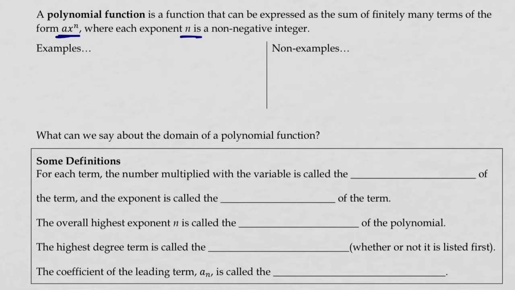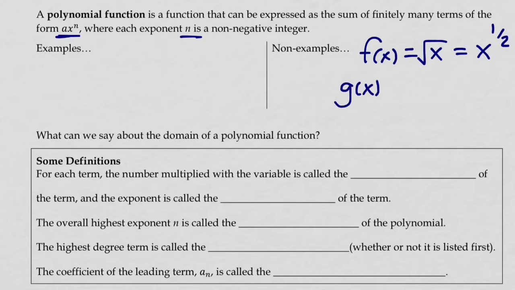First, for some non-examples, because the exponents need to be non-negative integers, radical signs like square roots and cube roots are going to be a problem because they relate to fractional exponents. In a similar way, if we have a variable in the denominator like 1 over x, that relates to negative exponents. And so these are examples that aren't polynomials.